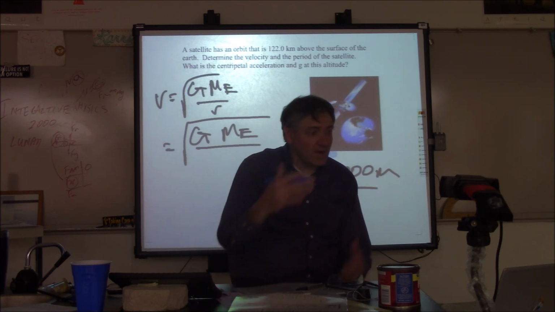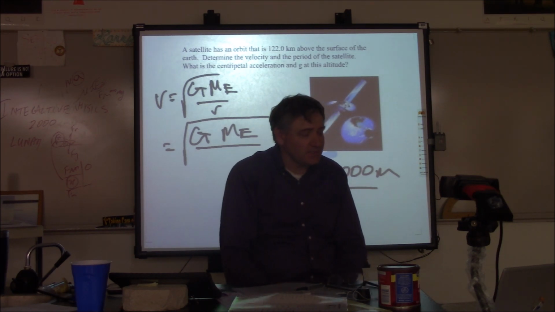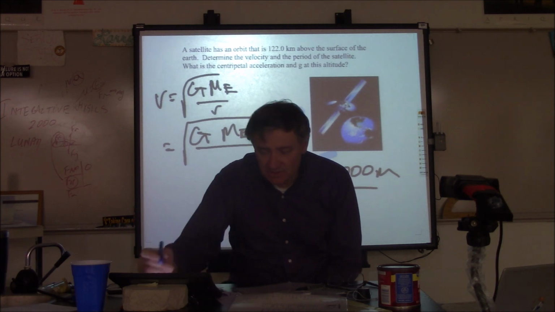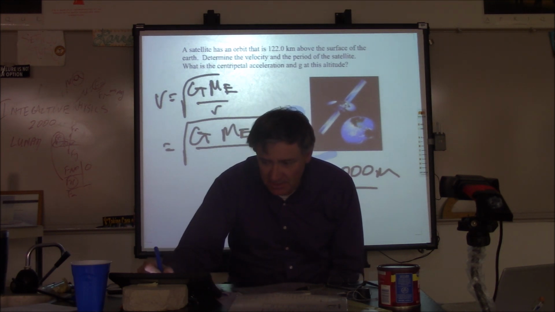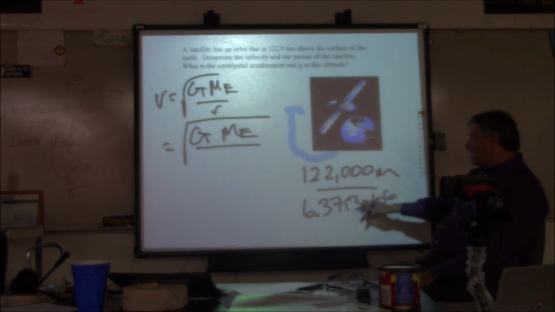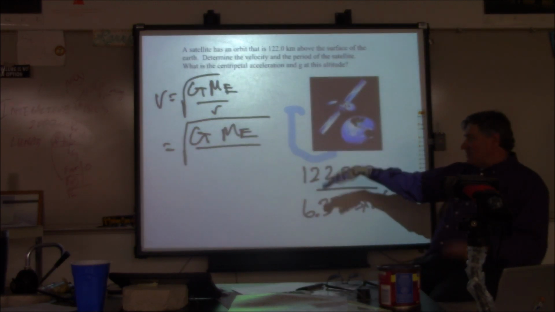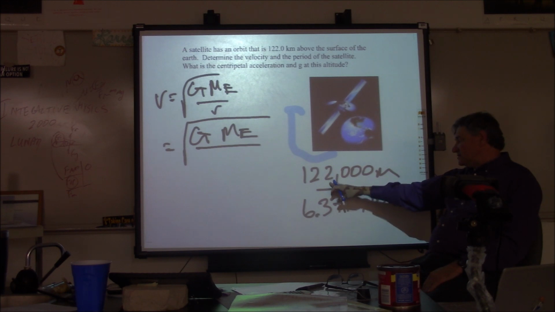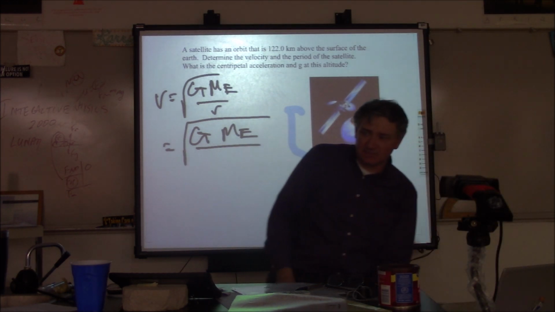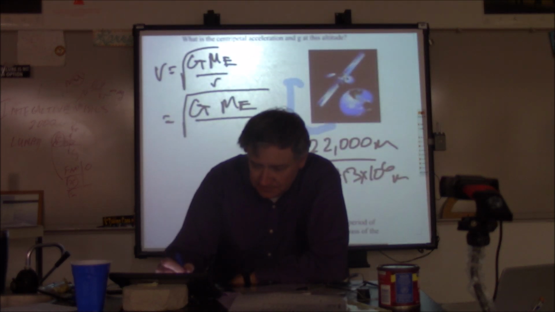What are you going to have to do? What are you going to have to add to that 122,000? The distance to the center of the Earth. Fantastic, because it has to be a center-to-center distance. So I'm going to take 122,000 and add that to 6.3713 times 10 to the 6th meters. Somebody take 122,000, and I don't know what this answer is. So take 122,000 and add that to 6.3713 times 10 to the 6th meters, and let me know what you get.